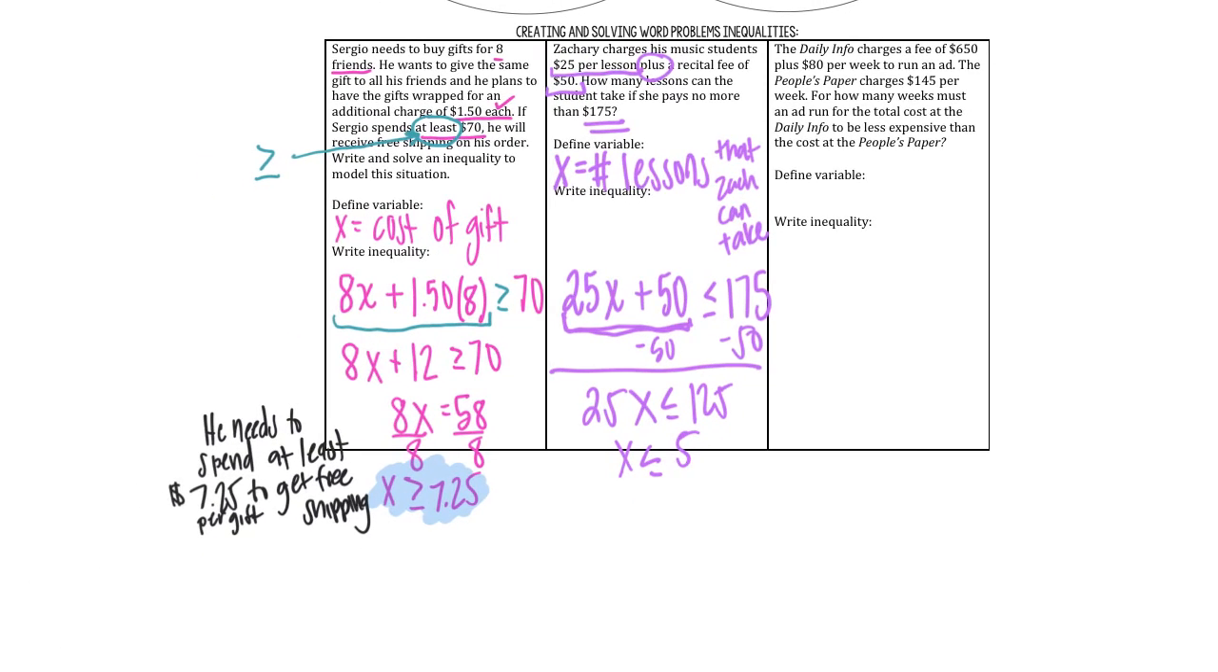What that means, Zach can take up to 5 lessons. If he takes any more than 5 lessons, then it'll cost him more than the $175.